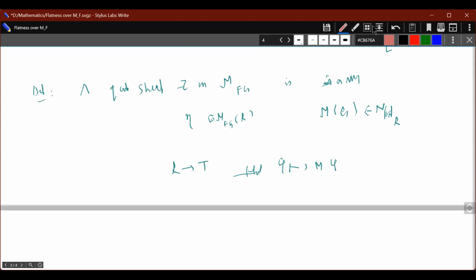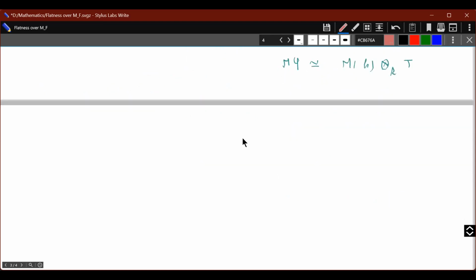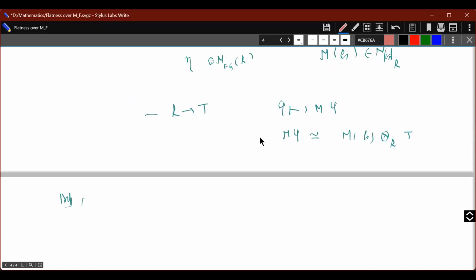Okay, so I've not defined it. Let me define it first. So what is M of phi? So if you have a map like this, plus some associativity data, then M of phi is isomorphic to, I'm sorry, I can't read that.